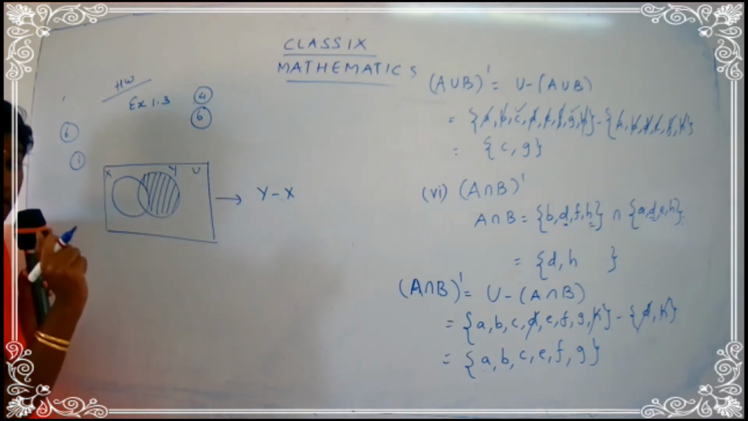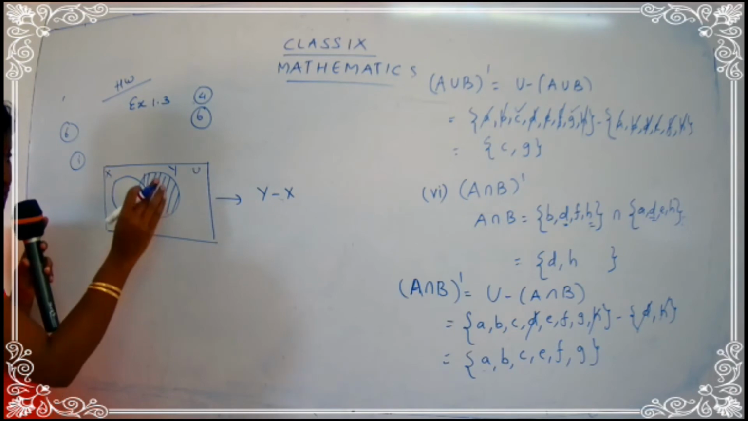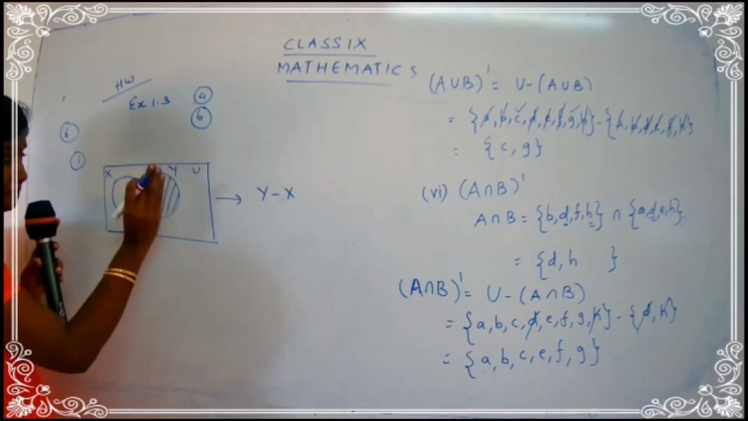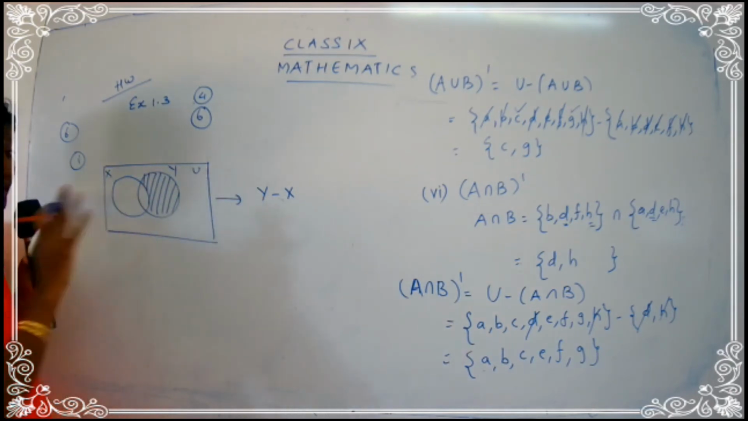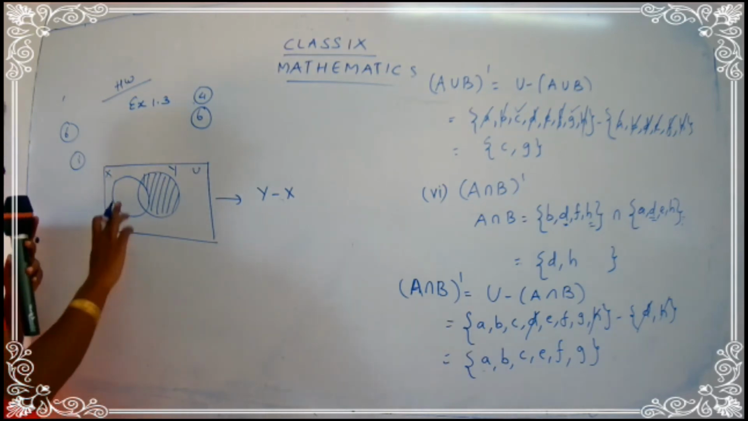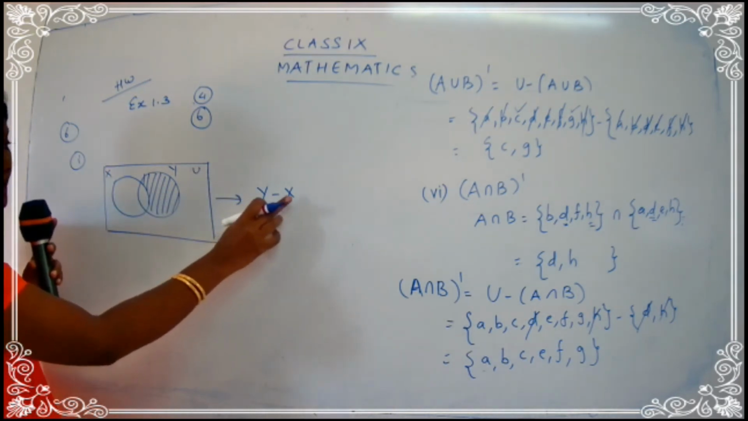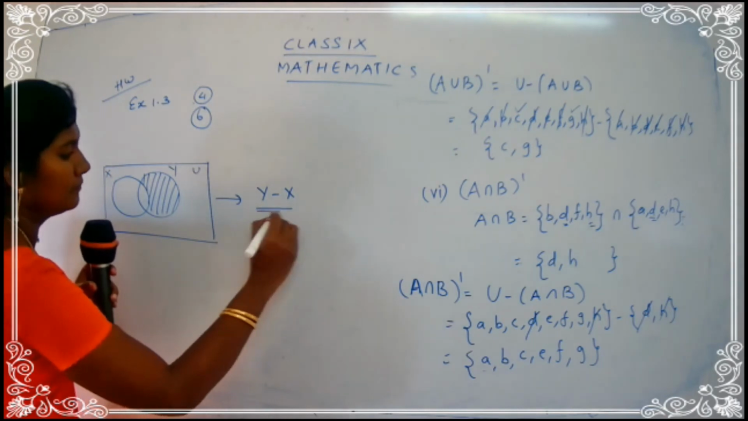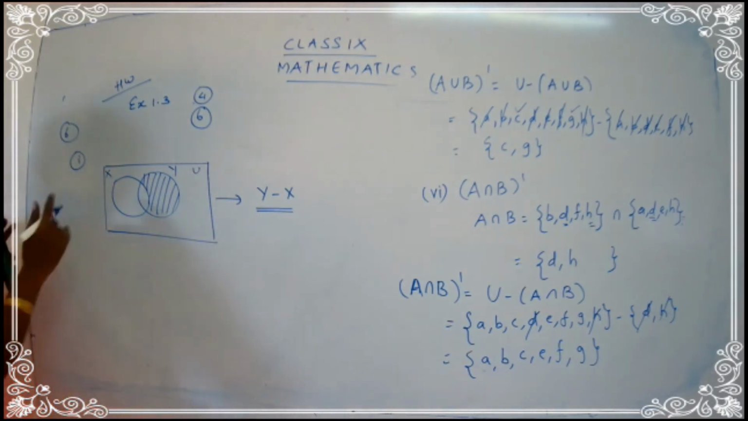How are you writing the Y minus X? Which is the shaded part here? Y is shaded. So which part is present? Y is present. X is not shaded, which means minus X. Y minus X. That's all. The answer is done. Finished. Clear? Okay. So the second one, you have to proceed in the same manner.